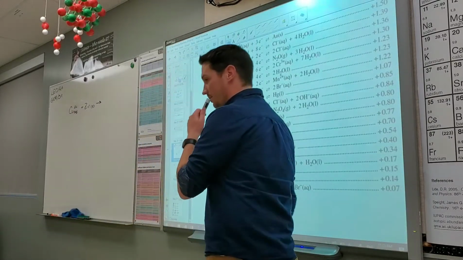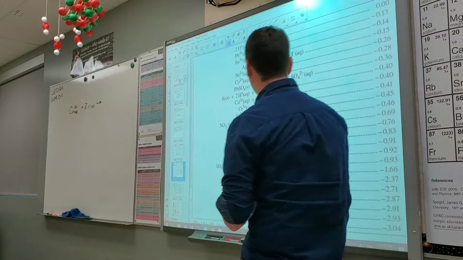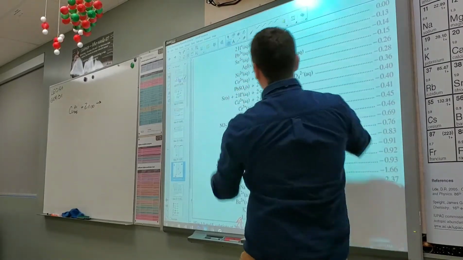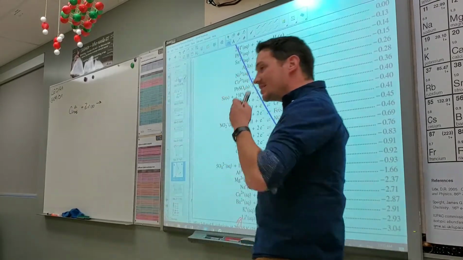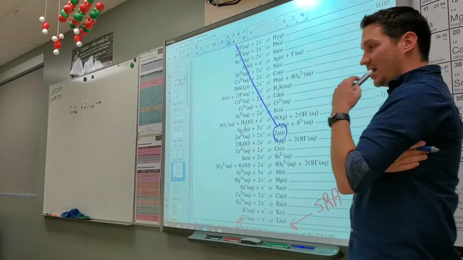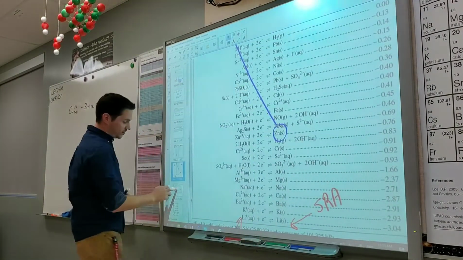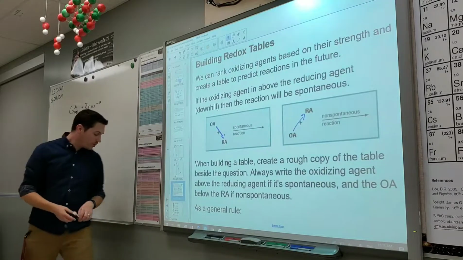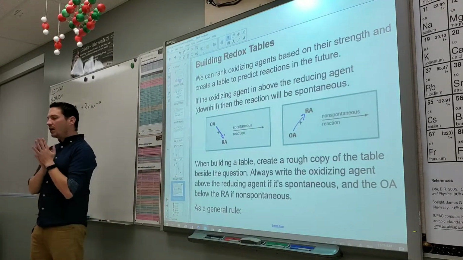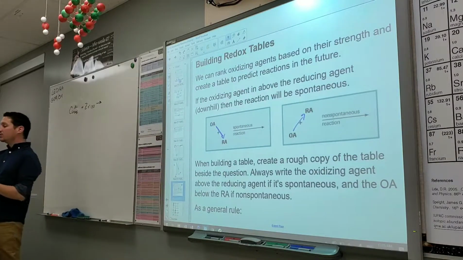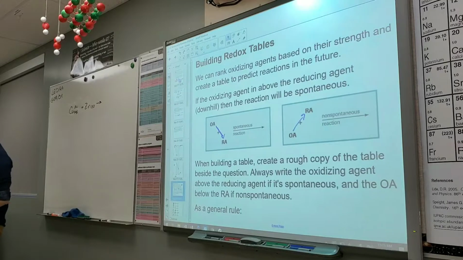Okay, where's zinc? Zinc's on the right-hand side and it's way down here. So copper was way up there. Is this an uphill or a downhill reaction? It's downhill, so this is spontaneous. So hopefully that makes sense. That yes, that's spontaneous. What we want to do, we want to build a redox table, just like you have in your data booklet. Now we're going to make an analogy to video game characters.